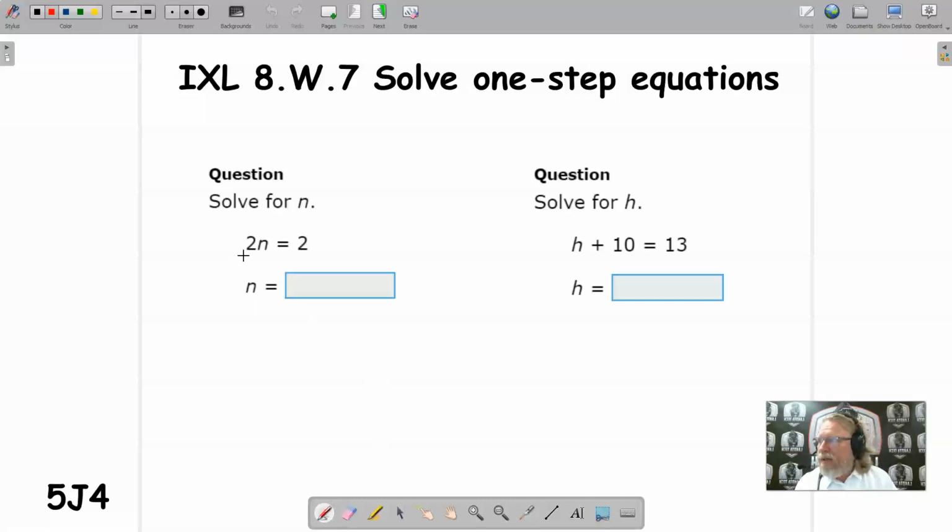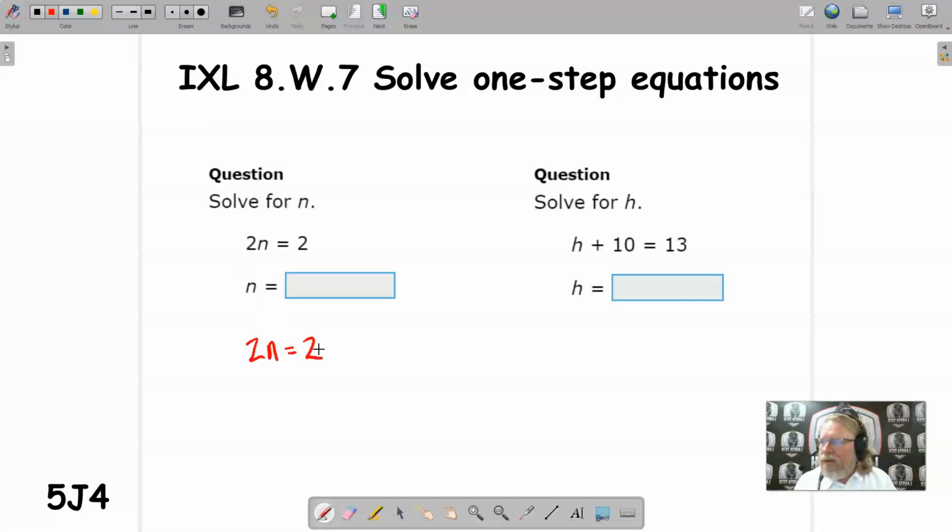The first problem is 2n equals 2. Well, remember that the object of solving an equation is to isolate the variable, and isolate means to get it all by itself on one side. So let's go ahead and I'm going to rewrite today.